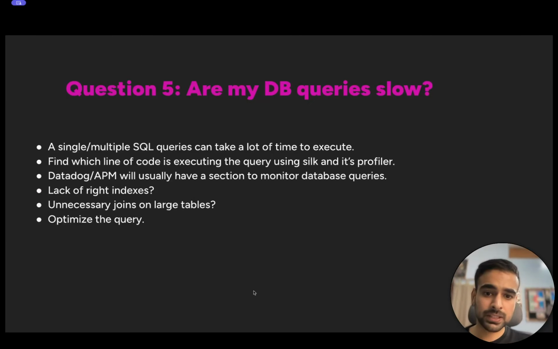Other than that, another question you can ask is: are your database queries slow? While looking into your API, one of the things to check is whether your database queries are actually slow. It can happen that an API makes multiple SQL queries, or a single one, which could take a lot of time to execute in the database. A good way to check is to look at Datadog or application performance monitoring software. They usually have a good section for all the SQL queries that happen and the amount of time it took for them to execute.